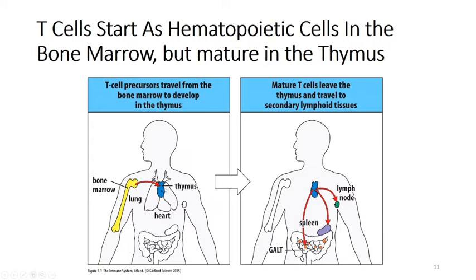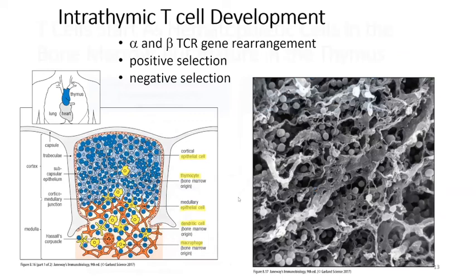They leave the bone marrow and then undergo maturation in the thymus. After that, they leave as a mature T cell and circulate around the body looking for antigen, in the same way as the B cell does. So they go through secondary lymphoid tissues. We're going to look at both stages. We're going to look at this intrathymic development process first.